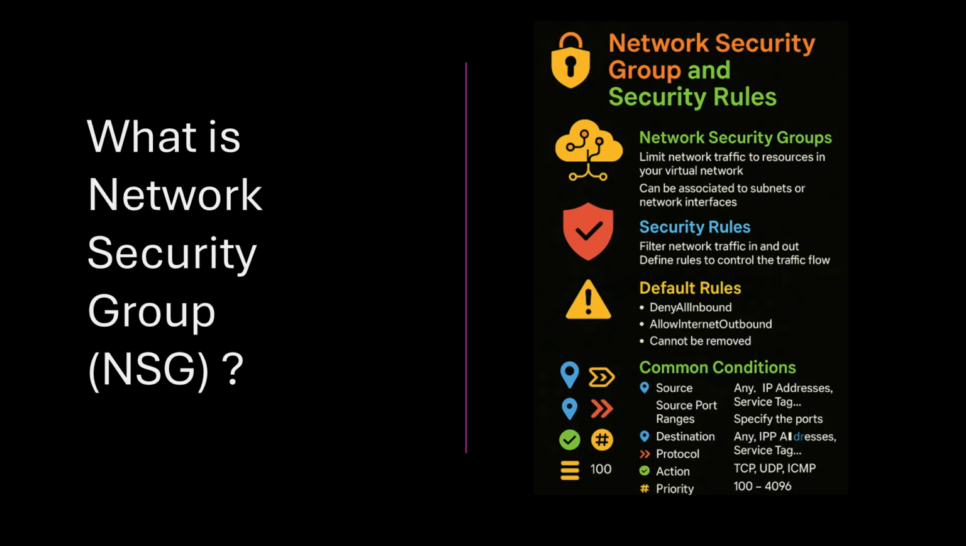A network security group is your first line of defense to control network traffic to and from Azure resources. You can assign an NSG to either a subnet or a network interface card and then define security rules within it that act as checkpoints for incoming and outgoing traffic.